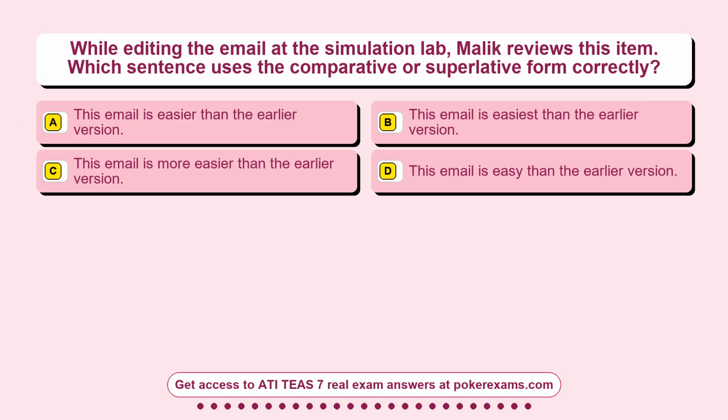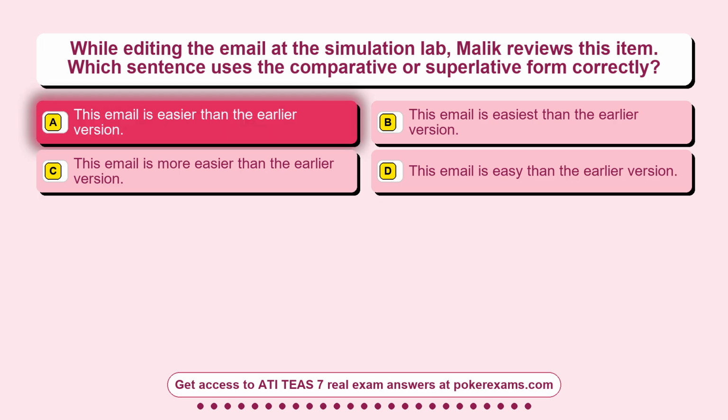Question 24. While editing the email at the simulation lab, Malik reviews this item. Which sentence uses the comparative or superlative form correctly? Option A. This email is easier than the earlier version. Option B. This email is easiest than the earlier version. Option C. This email is more easier than the earlier version. Option D. This email is easy than the earlier version.